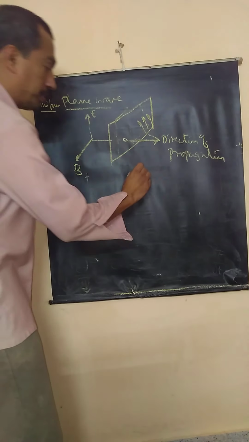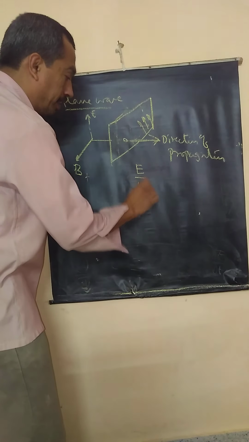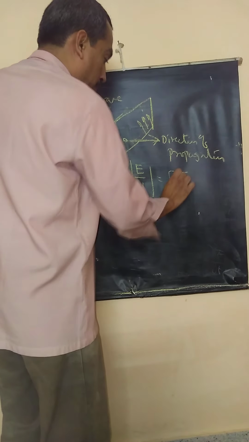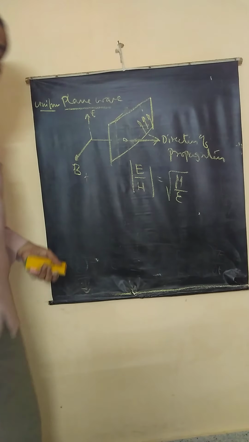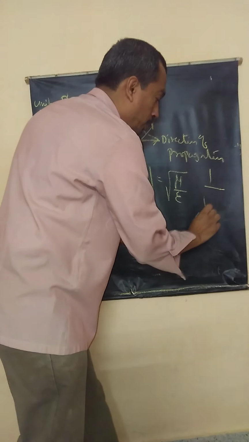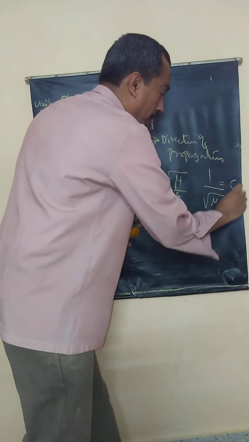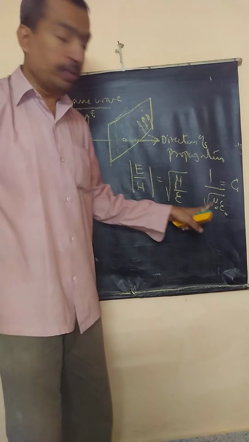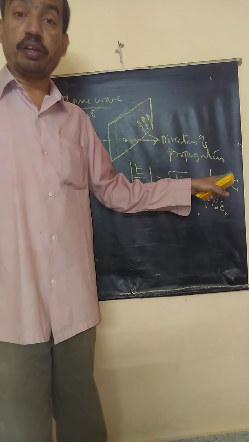Now, for such waves, you can show that the magnitude of electric field by magnetic field is root of mu by epsilon. See, it is interesting to note: permeability constant mu, epsilon, 1 by root of mu epsilon is the velocity of light for free space, mu naught epsilon naught. Find out why mu and epsilon contribute to the velocity of light.